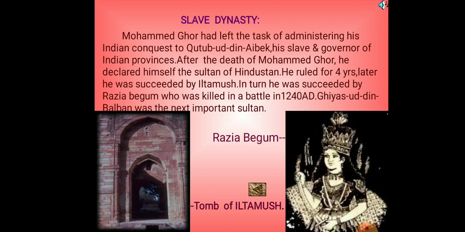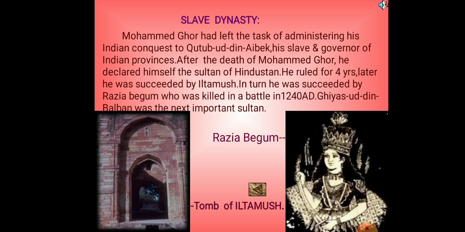Next, we are going to know in detail about the Slave dynasty. Muhammad Ghori, after he conquered India, had left the task of administration of India to Qutb-ud-Din Aibak, his slave and governor of Indian provinces. After the death of Muhammad Ghori, he declared himself the Sultan of Hindustan. He ruled for 4 years. Later, he was succeeded by Iltutmish. In turn, he was succeeded by Razia Begum, who was killed in a battle in 1240 AD.